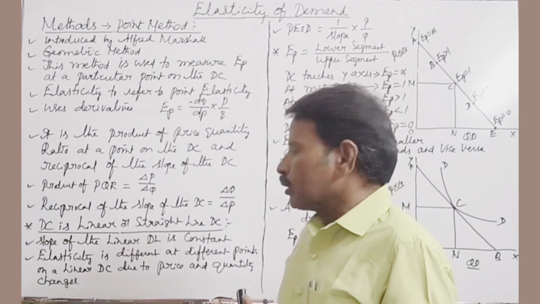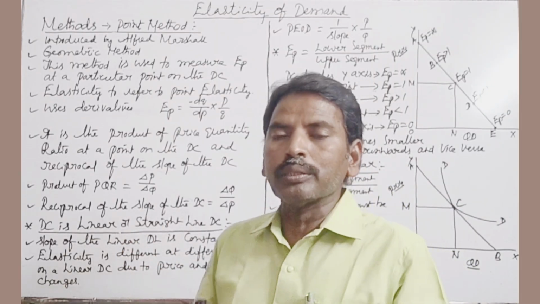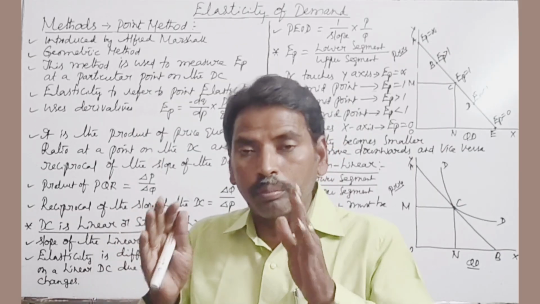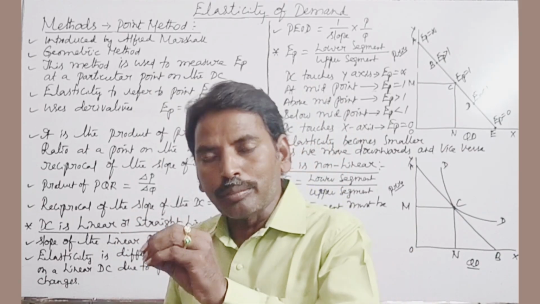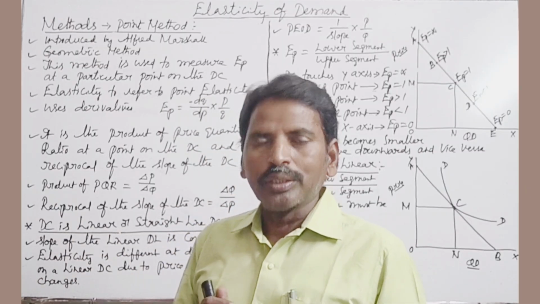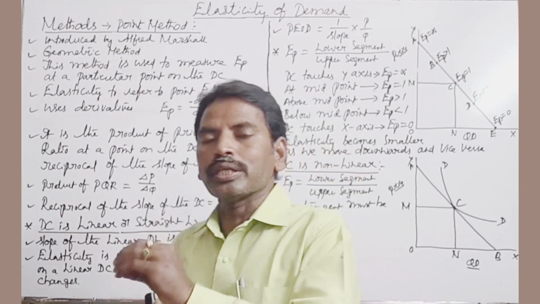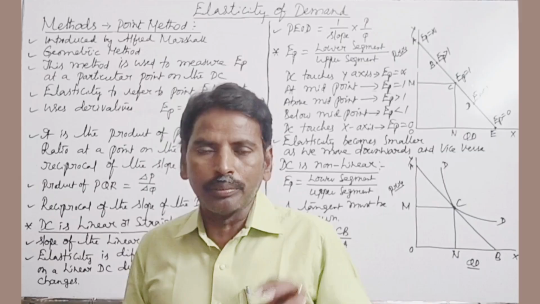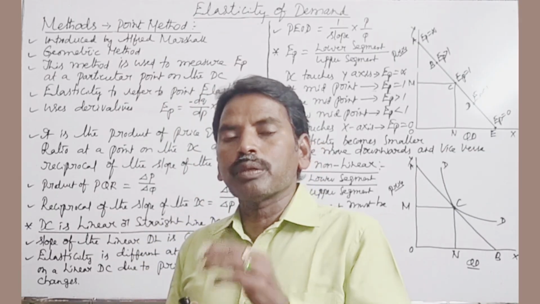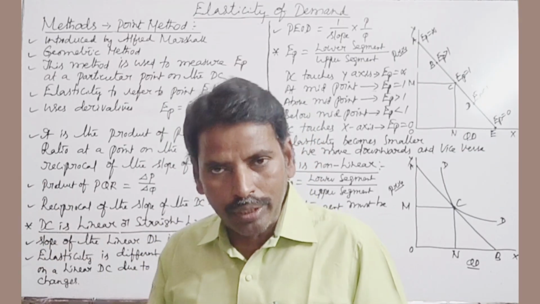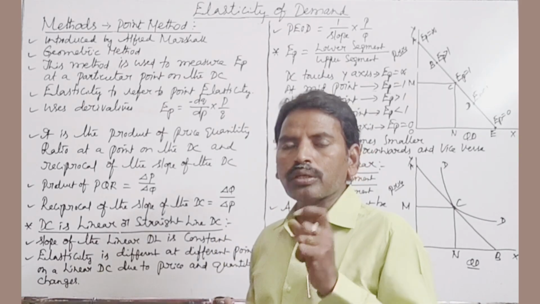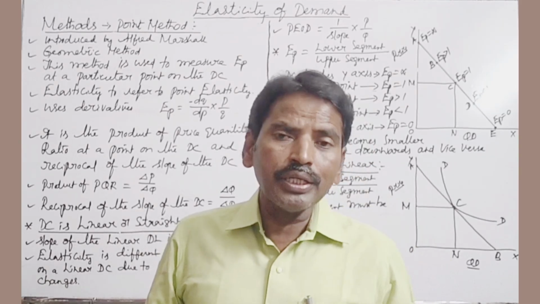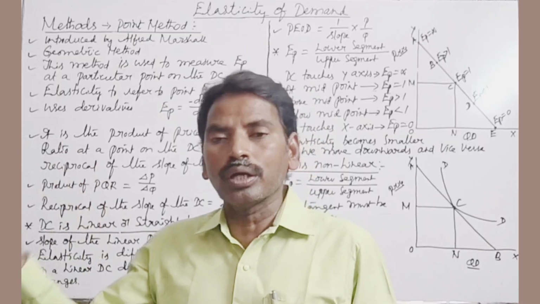Next, what is the formula to measure price elasticity of demand under the point method? EP is equal to lower segment by upper segment, or EP is equal to the distance from the point to the x-axis divided by the distance from the point to the y-axis. So now, the demand curve is linear or the demand curve is non-linear.